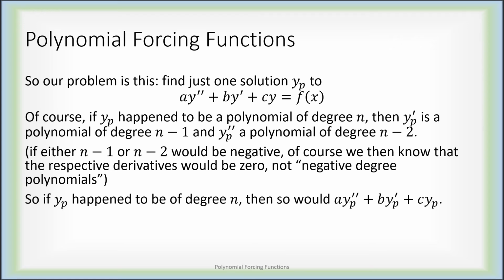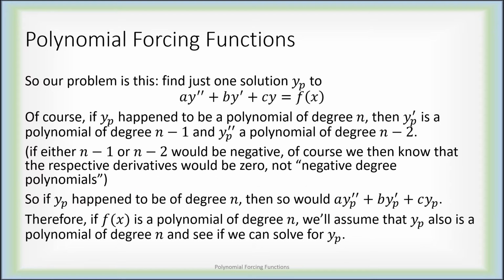So if y sub p happens to be a degree n polynomial, then so is yp'' + byp' + cyp, because here we get a polynomial of lower degree, a polynomial of lower degree, and the original polynomial. So overall, this will be a polynomial of the same degree that y sub p is. Now, if we want this to produce a polynomial of degree n, because we have a polynomial forcing function f(x), all we have to do is assume, hey, why don't we assume yp is also a polynomial of degree n and see if we can solve for it.